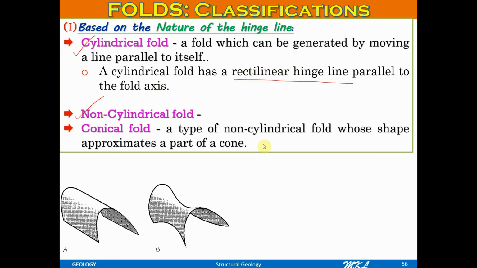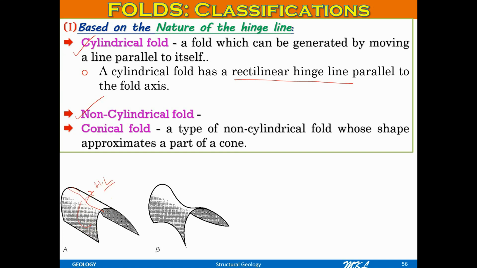What does this mean? This is a cylindrical fold. If you draw the hinge line here, that will be the hinge line, and it is almost a straight line. If this hinge line is moved in one direction like this, it will make a cylindrical shape. So a fold which can be generated by moving a line parallel to itself is called a cylindrical fold.